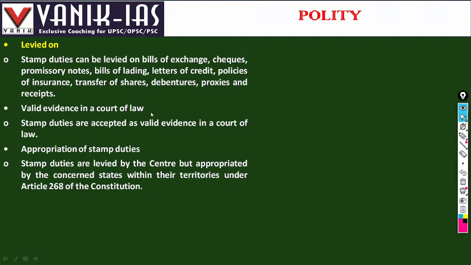It is valid as evidence in a court of law. Stamp duties are accepted as valid evidence in a court of law. Appropriation of the stamp duty: stamp duties are levied by the Centre but appropriated by the concerned state within their territory under Article 268 of the Constitution. That means the tax is imposed by the central government but is appropriated by the states, and this is an income for the state government.